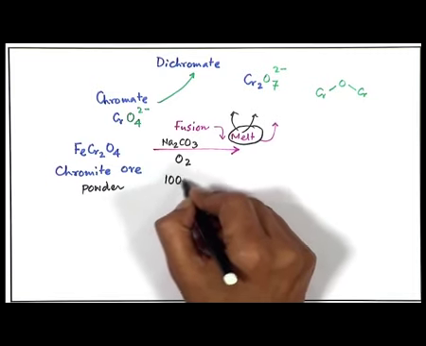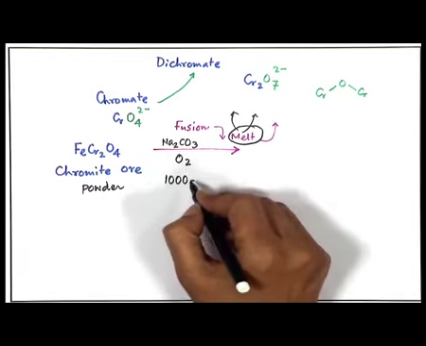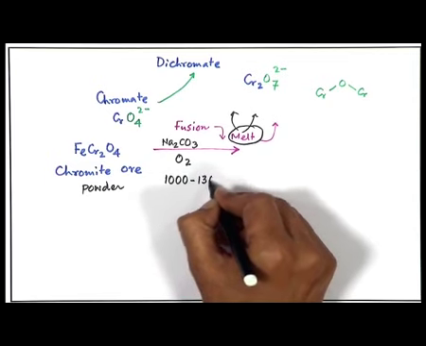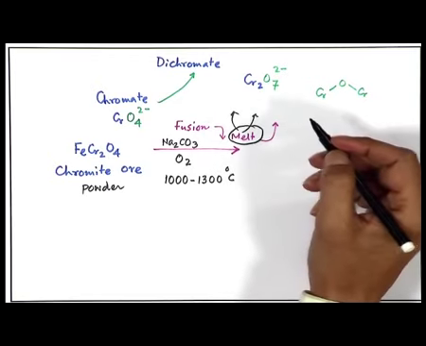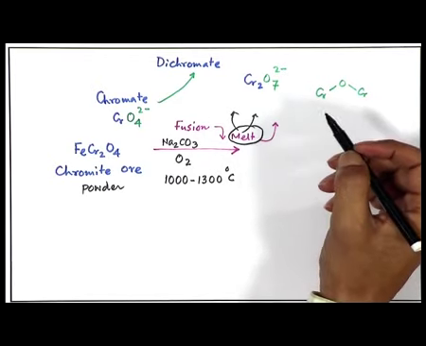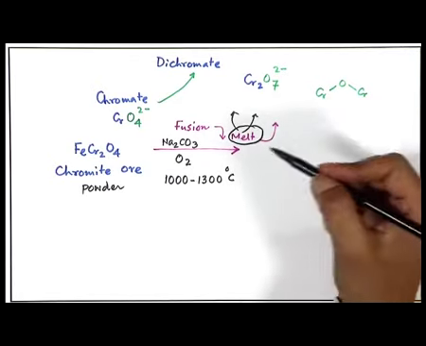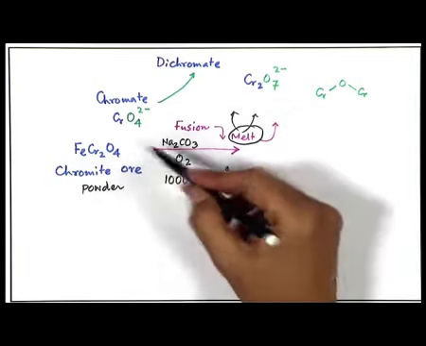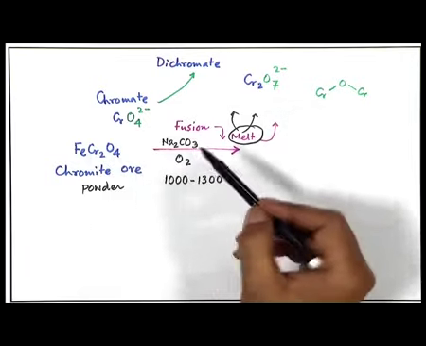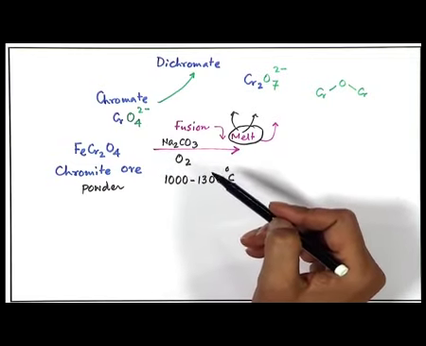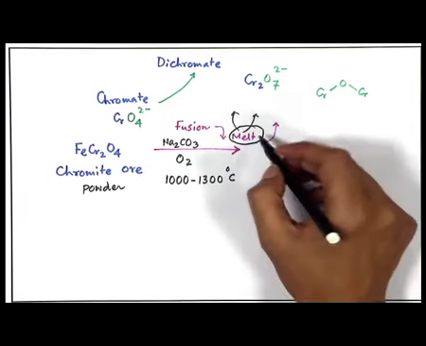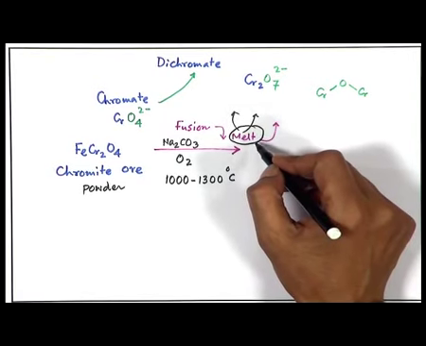So, we pass air, or you can do it in the air also, and this particular fusion takes place at a very high temperature, above 1000 degrees centigrade, in the range of 1000 to 1300 degrees centigrade. In the laboratory also we can take a mica foil and sandwich this mixture between two mica foils, that means the chromite ore and the sodium carbonate, and air is always present in the environment. If you fuse it on the Bunsen burner, we get the melt.